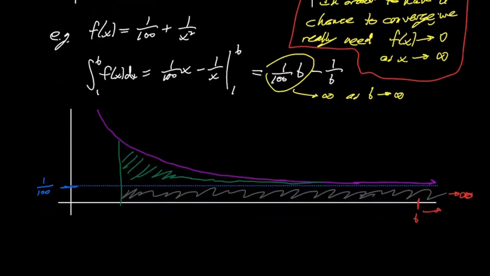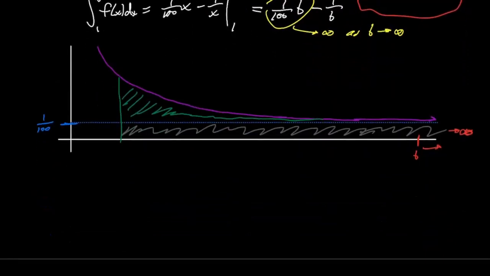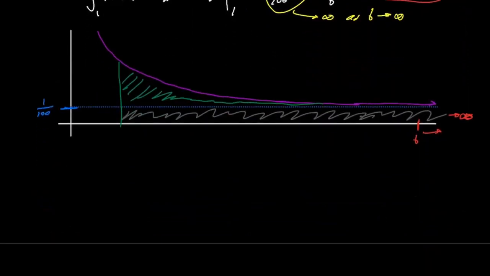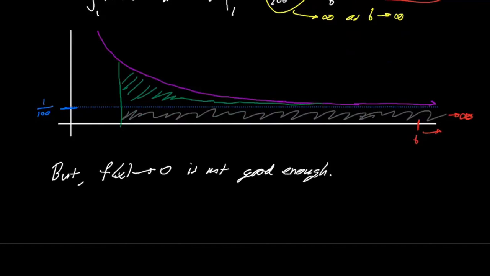Okay. But the next question is, is that enough to guarantee it? And I claim no. I claim the answer is no. f of x going to 0 is not good enough. Remember, we were so surprised that we got a finite area. Not good enough to do what? To guarantee convergence. I still think we were surprised in the last video that we got a finite area. So let me just give you a different example.